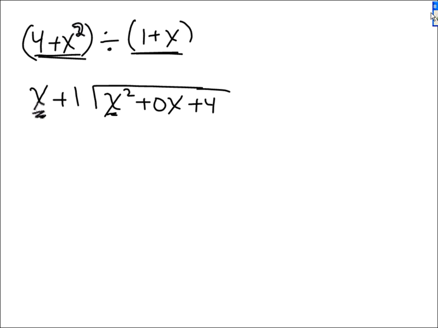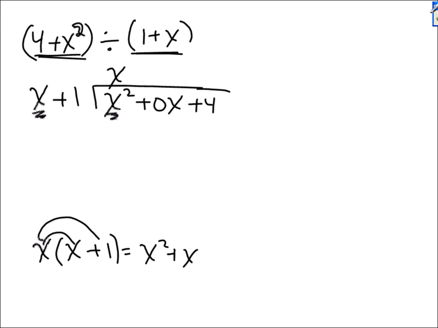What do you multiply x by to get x squared? x. Then you take what's on top, namely x, which you just put on top, and you multiply it by x plus 1, and you get x squared plus x. The x's are lined up. Then this x is understood to be 1x. Now you subtract. x squared minus x squared is 0.